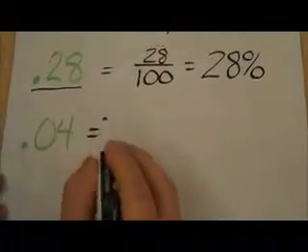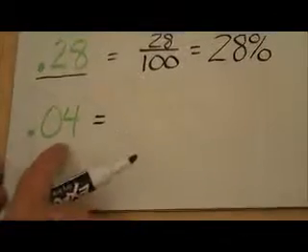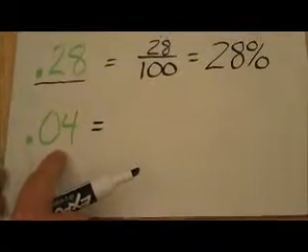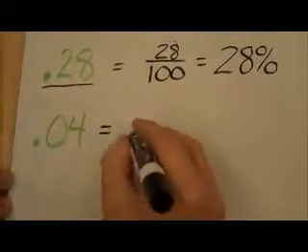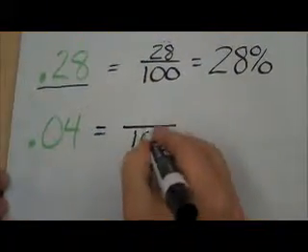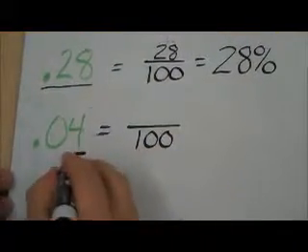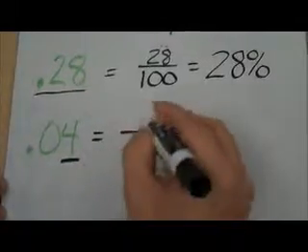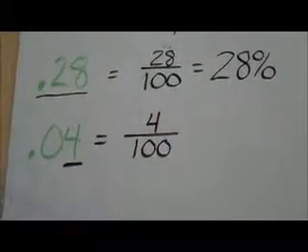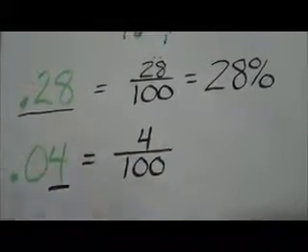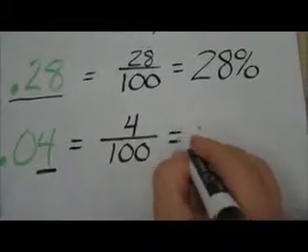Now this is always the tricky one. I actually have 4 hundredths. Remember, I am in hundredths, and I only have 4 of them. So I have 4 hundredths. This is the trickiest of them all.